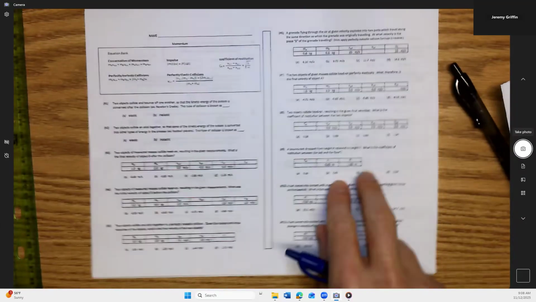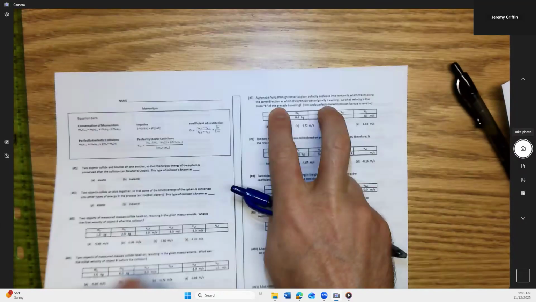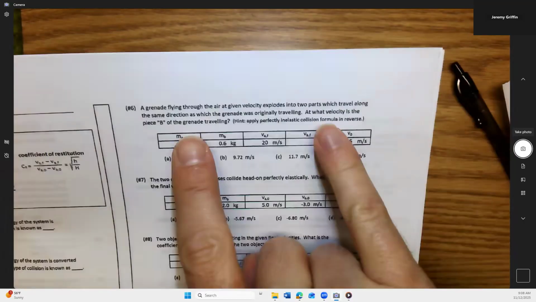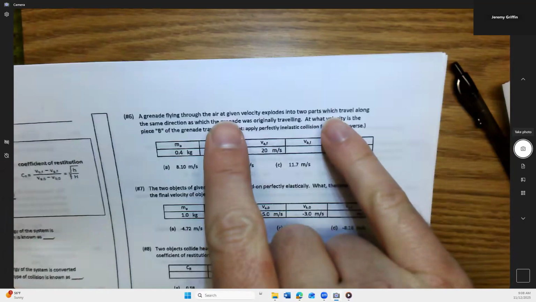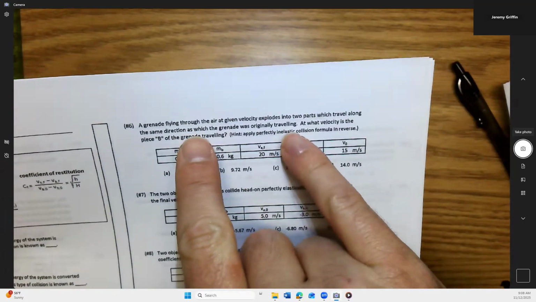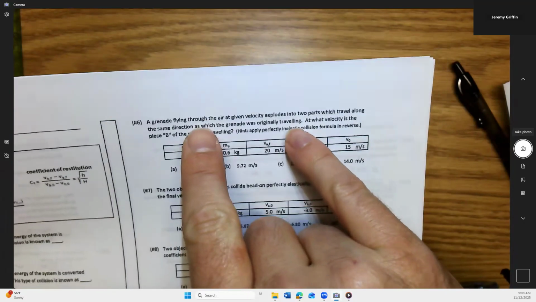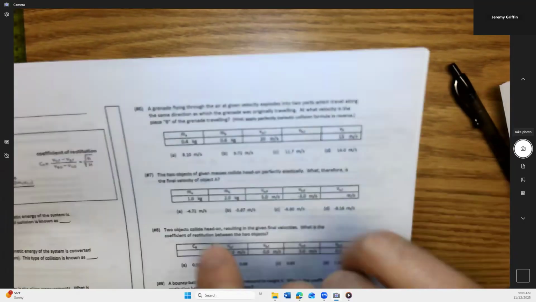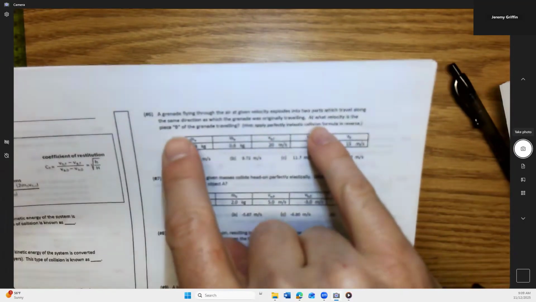Okay, number 6. I always get questions about this one every year, so I'll help you guys out with this one a little bit. You've got a grenade flying through the air at some given velocity, and it explodes into two parts, which travel along the same direction that the grenade was originally traveling. So we're still thinking it's sort of linear. At what velocity is the second piece traveling?